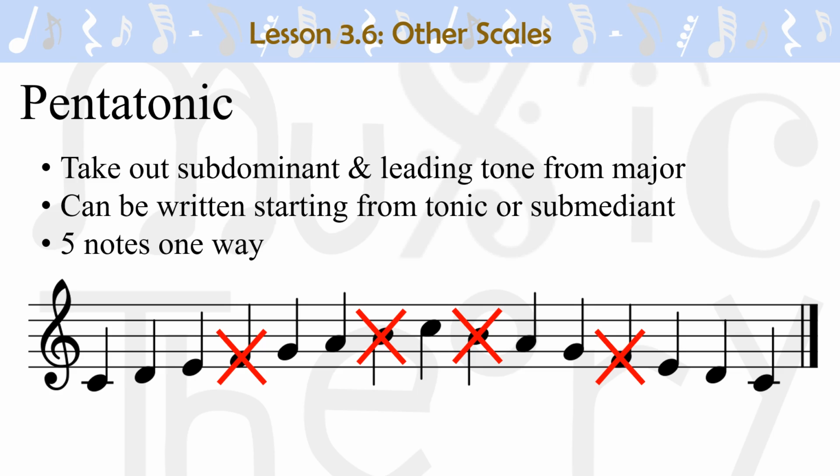To build the C pentatonic scale, you start with the C major scale, which is C, D, E, F, G, A, B, C, and take out the subdominant and leading tone, which are F and B. What you are left with is C, D, E, G, A, C. You can write it starting from the tonic, which gives you C, D, E, G, A, C, or the submedian, which gives you A, C, D, E, G, A.